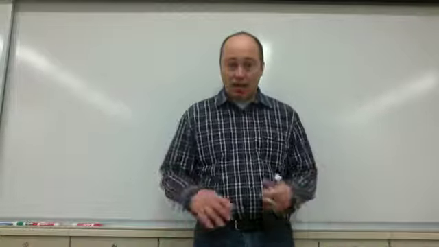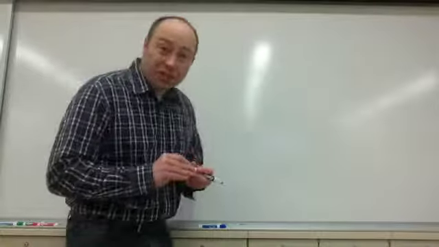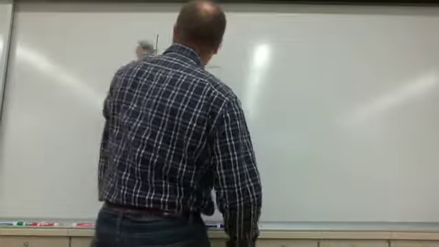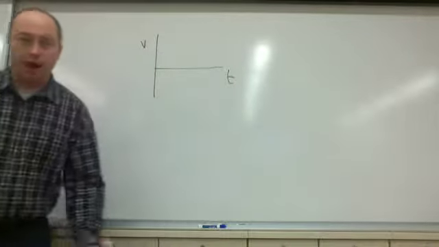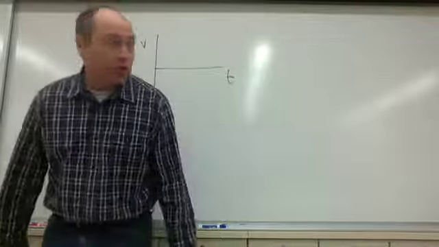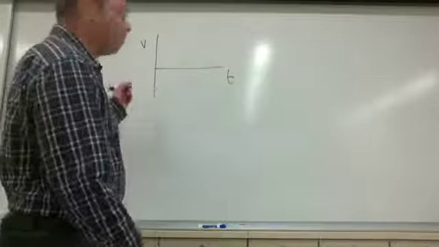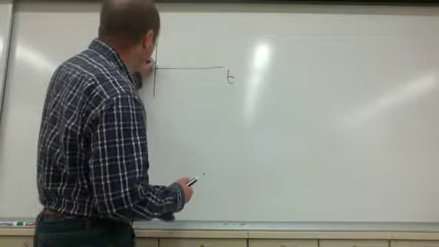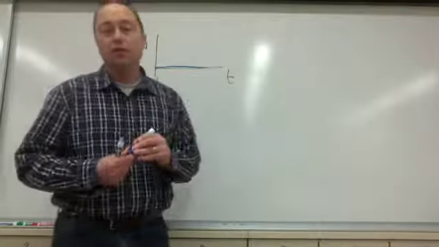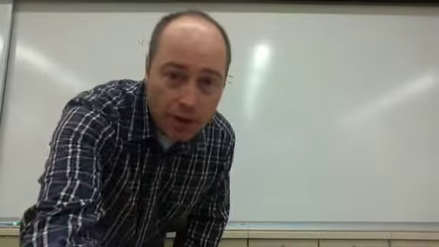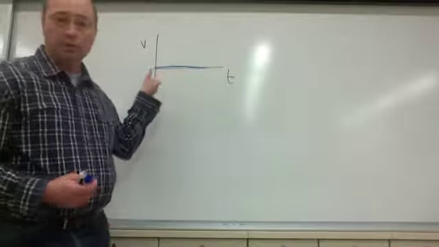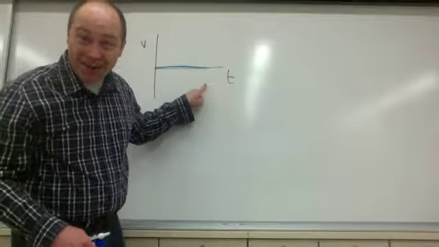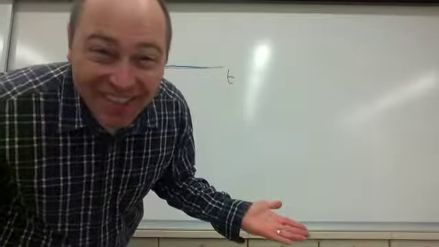So most of the time, if you're asked to describe the motion, you're talking about velocity. So let's talk about a V versus T graph first, because most of the time that's what you're doing. If you had something like this, it should make sense to you. My velocity is 0, my velocity is 0, my velocity is 0. Oh, I'm not moving.